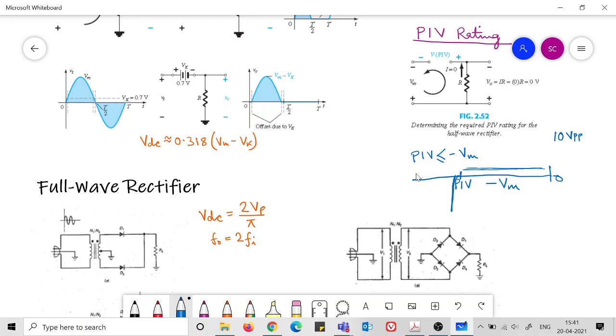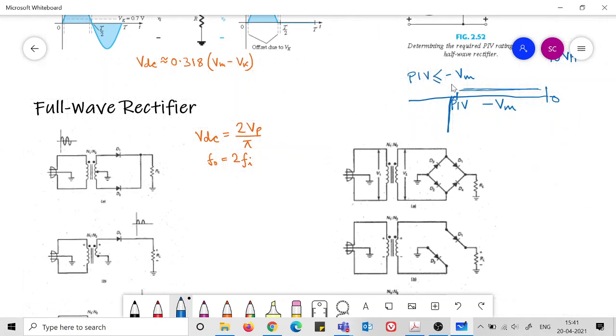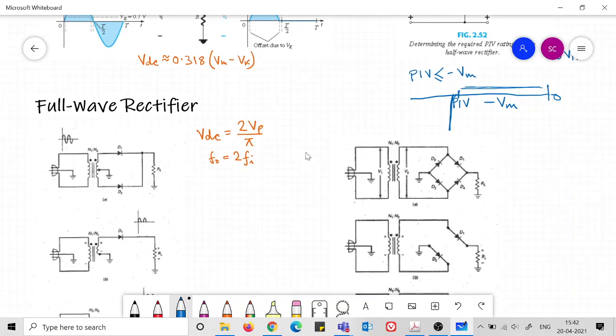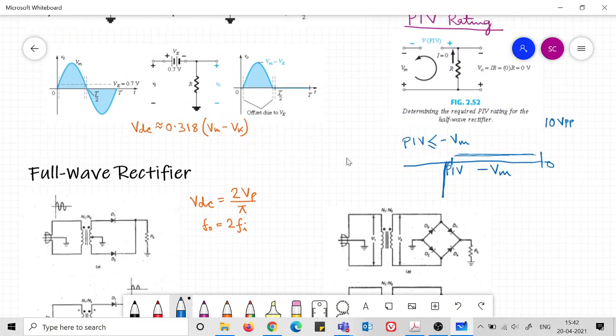Got it? And I hope that confusion about less than minus Vm is over now. This sort of understanding you need to be very clear about: what less than a negative value means and what greater than a negative value means. So when we mention only the magnitude, of course, the magnitude of the PIV is greater than Vm. But when we mention it along with the negative sign, PIV is less than or equal to minus Vm.